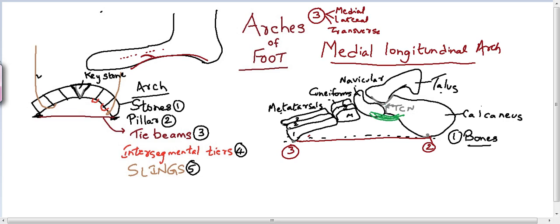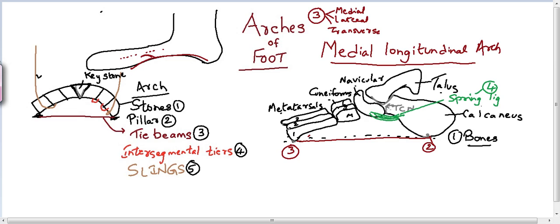Whenever we jump and jolt, the head of the talus will come and bounce on this like a tennis racket and go up. Therefore this is called a spring ligament. So this is a spring ligament. What is a spring ligament? It is an example of an intersegmental tie. Why? Connecting one segment to the other. One segment is the calcaneus, the other segment is the navicular.